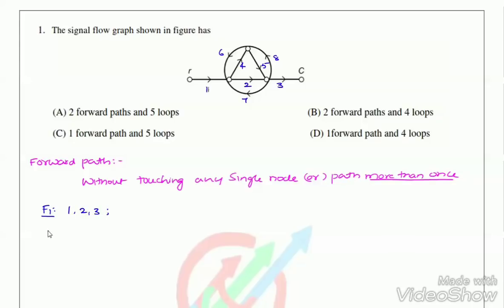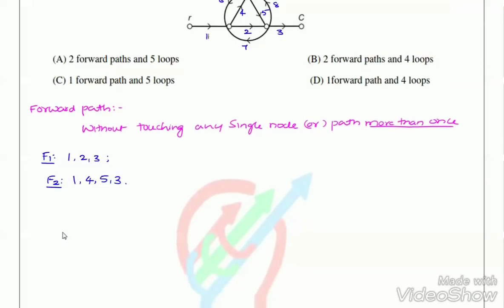Next, forward path 2. Let's see here: 1, and we can have 4, 5 and 3. So 1, 4, 5, 3. Is there another forward path here? No. In this way we can't go; in this way we can go. They are opposite directions, so we cannot go.